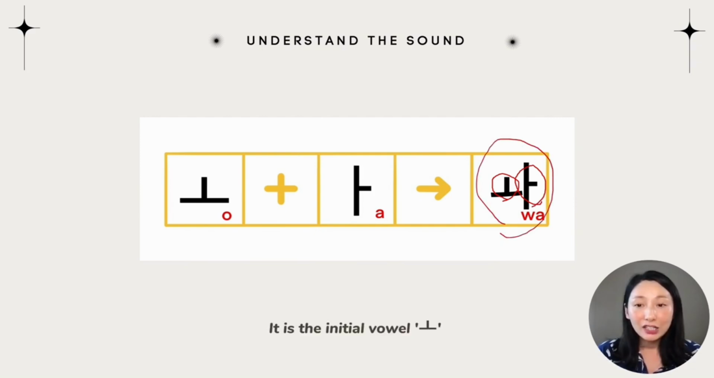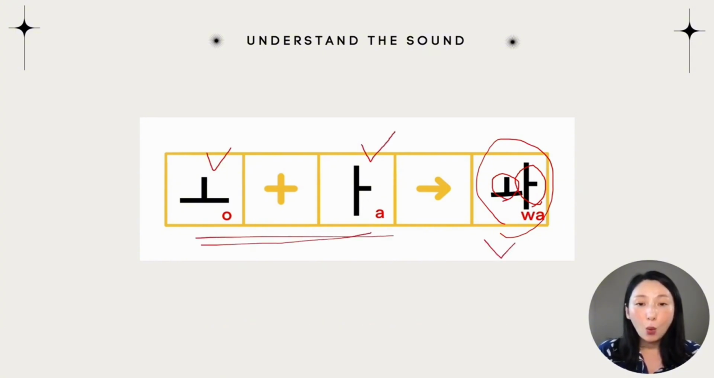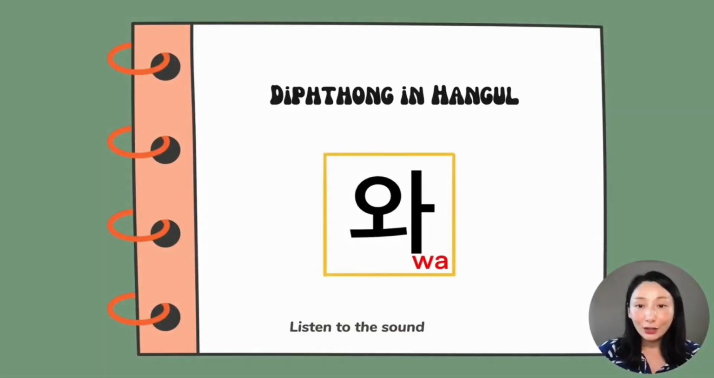It is the initial vowel O and then slides into a more pronounced A. Wa, wa, wa. Listen to the sound and look at the change of my lips as I pronounce wa, wa, wa.